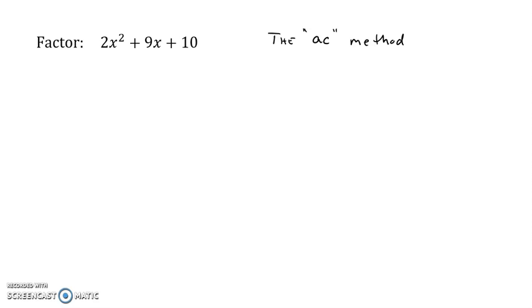Which is the method that we're going to be taking a look at. Notice that our trinomial here is in the form ax squared plus bx plus c, and it's called the AC method because we're working with the first and the last terms there. We're going to be using the a and the c values to help us factor this one.